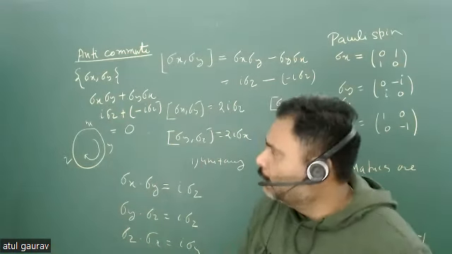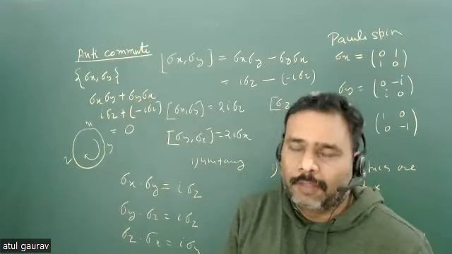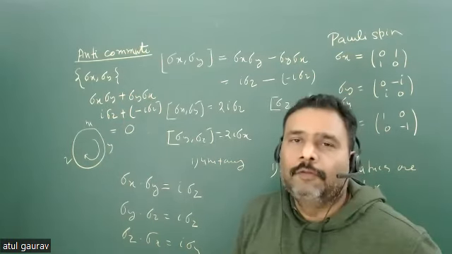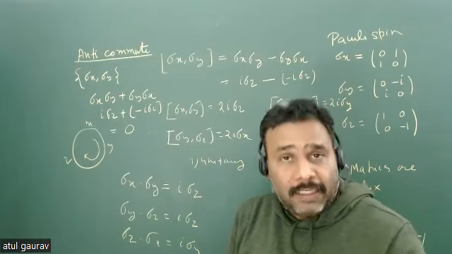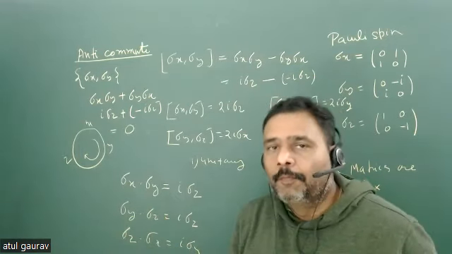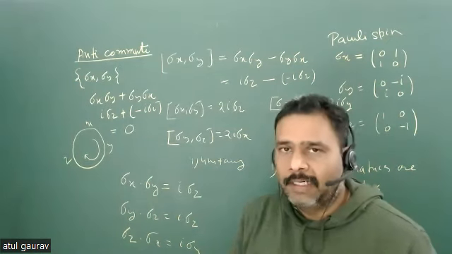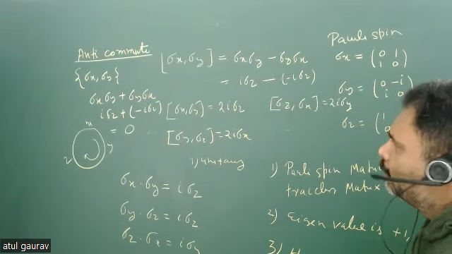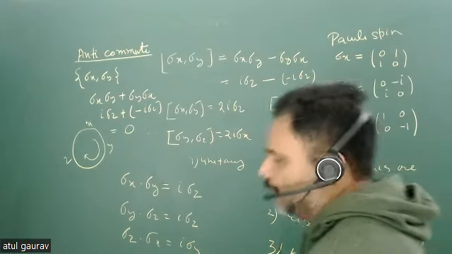I am not including that right now. So this is a 2 by 2 matrix, a unitary matrix of order 2, a special kind of matrix. So it has some special properties, and these are the basic characteristics of Pauli spin matrices.